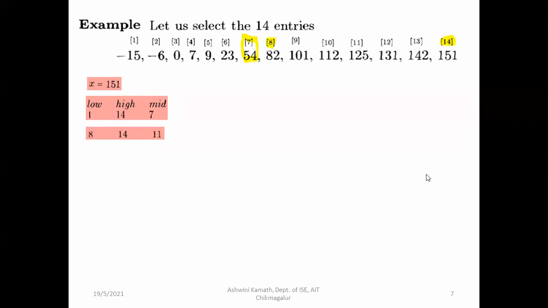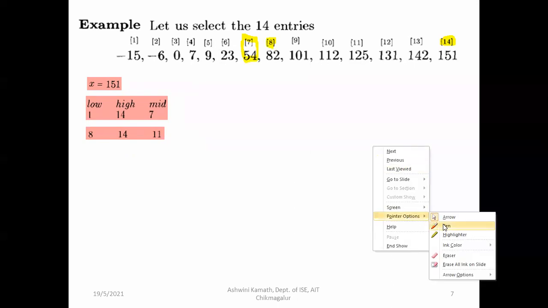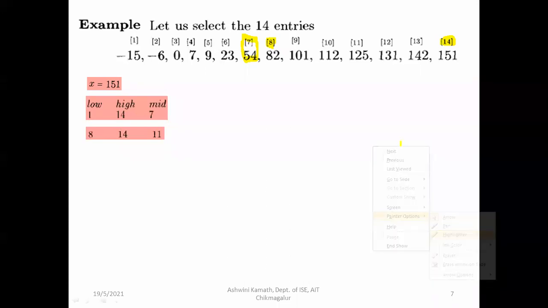8 plus 14 is 22, and 22 divided by 2 is equal to 11. That is the mid position now. In the mid position, that is 11, we have 125. Compare it with x again. x is 151, and 151 is greater than 125. Again, search in the right side of the array.